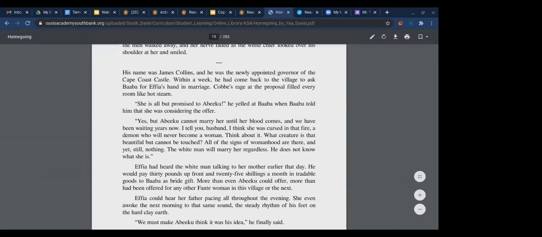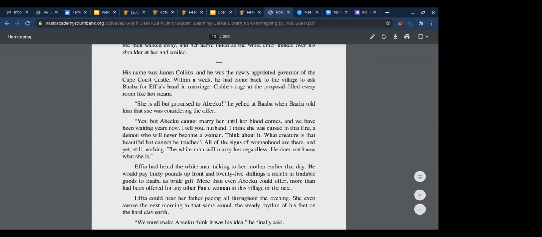Sure. The question is, we know that our story Homegoing is being told from a third person point of view. We're just trying to figure out, is it third person limited or is it third person omniscient? To figure that out, I have this little excerpt at the top of the page that I will read one more time, and we'll see if we can figure out which one it is.